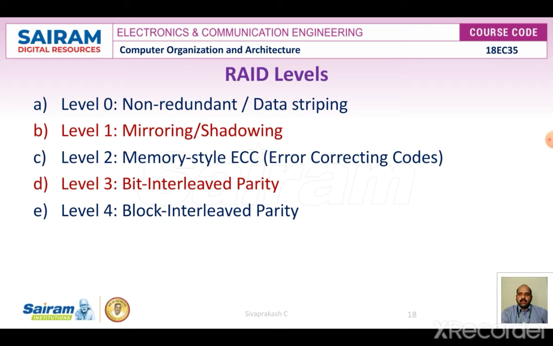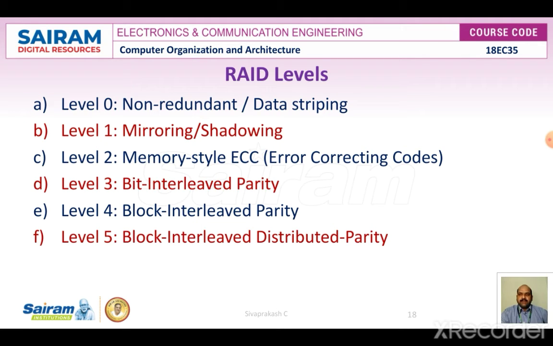Then level 4, block-interleaved parity. Similar to level 3, except that the data is interleaved across disks in blocks of arbitrary size, which is going to be called the striping unit. Here, a read request smaller than the striping unit accesses only one disk, whereas a write request must update all indicated data blocks plus each corresponding parity block. The fact that a single disk is used for the parity causes a bottleneck. Every write must access the parity disk.